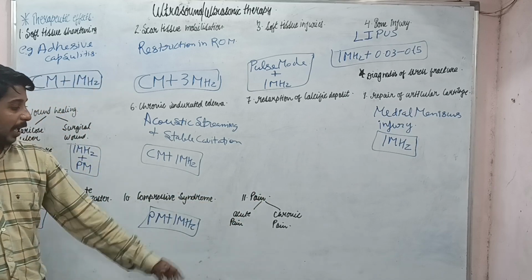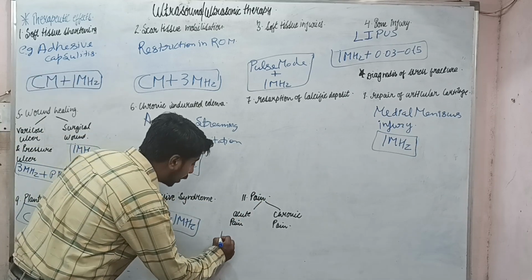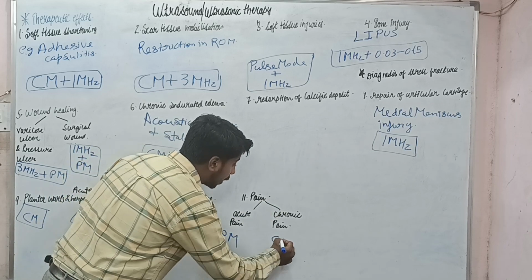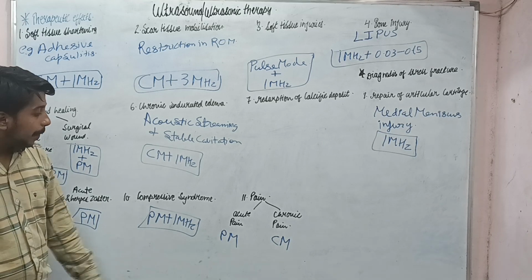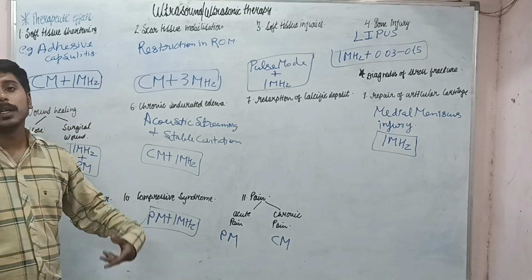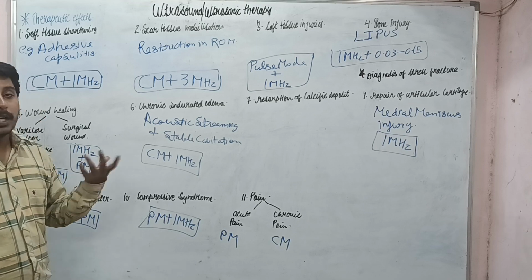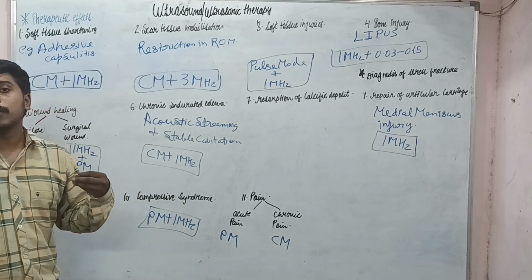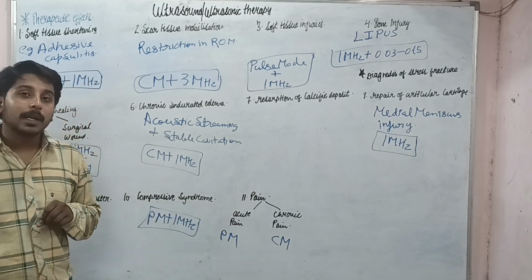Last is pain. It can be acute pain or chronic pain. Definitely in acute pain we are going to use the pulse mode, and in chronic pain we can use the continuous mode. An example of chronic pain is chronic low back pain. Acute pain can be due to sprain or strain, and frequency depends upon the depth of the tissue that is affected. And what is the mechanism of pain reduction?